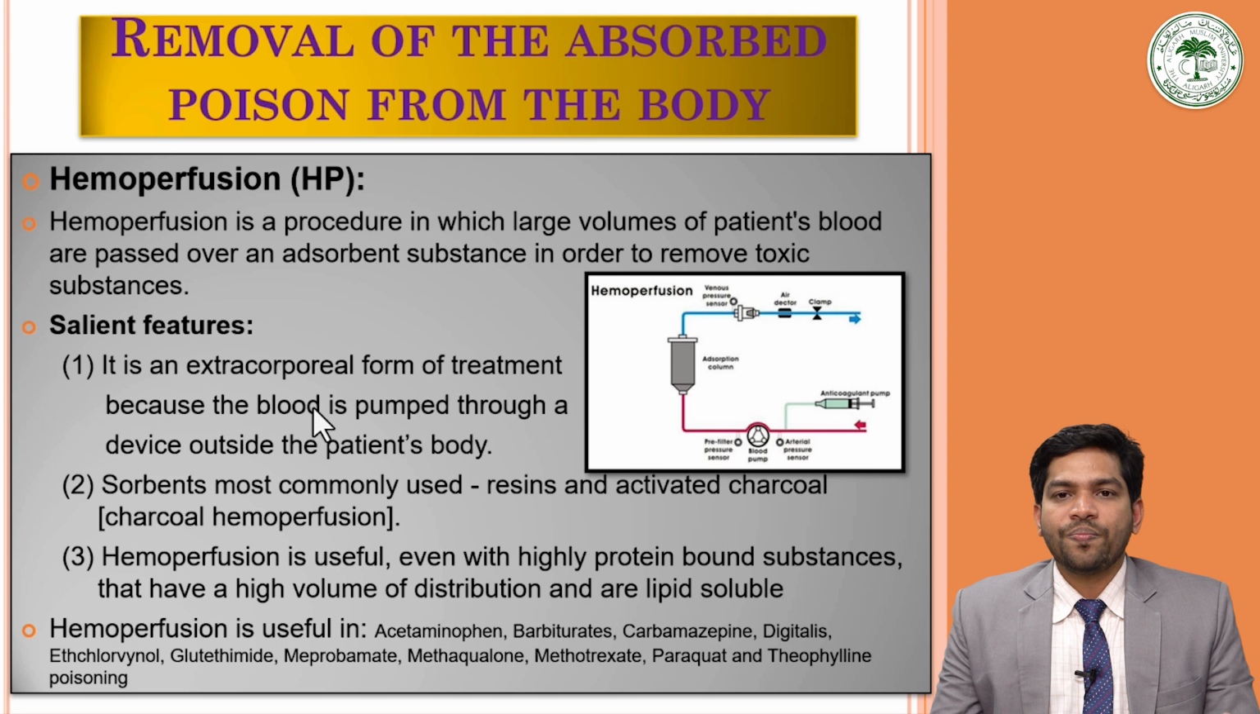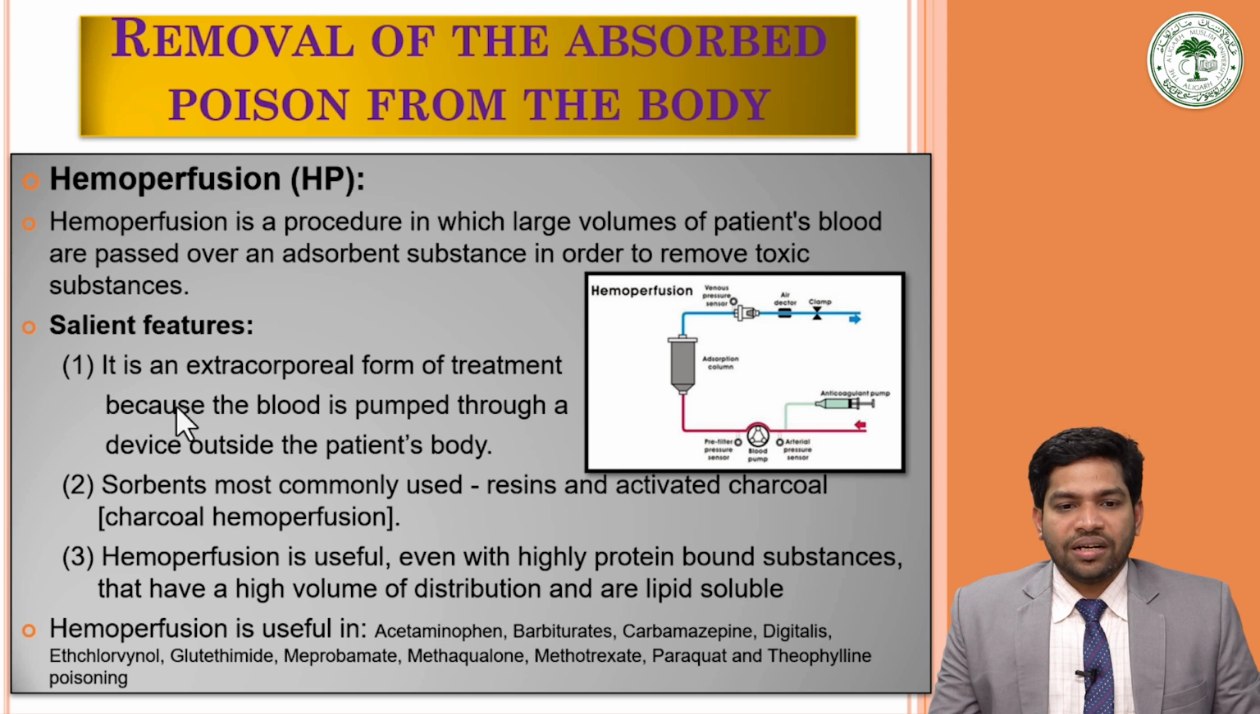Then coming to hemoperfusion. Hemoperfusion is the procedure in which large volumes of the patient's blood are passed over an adsorbent substance in order to remove the toxic substance. So here, rather than the dialysis mixture, an adsorbent substance is used. In a similar way to dialysis, the blood is taken out and passed through the adsorbent medium where filtration of the blood occurs, and it is passed back into the body after the filtration.